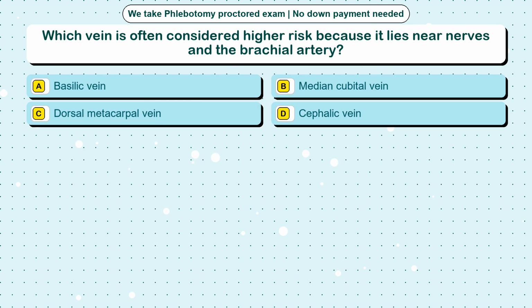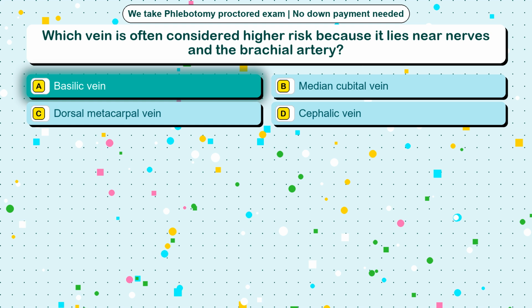Question 93. Which vein is often considered higher risk because it lies near nerves and the brachial artery? Option A, basilic vein. Option B, median cubital vein. Option C, dorsal metacarpal vein. Option D, cephalic vein. The correct answer is option A, basilic vein.